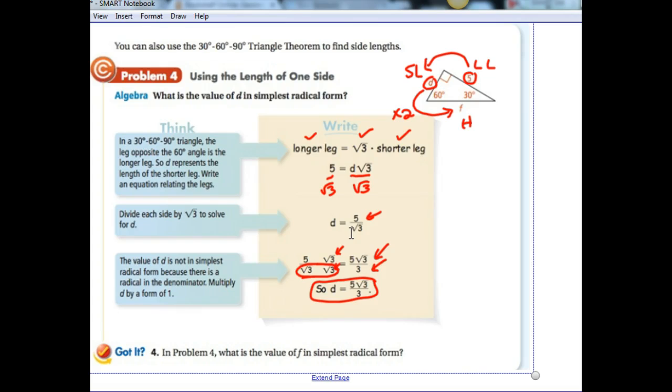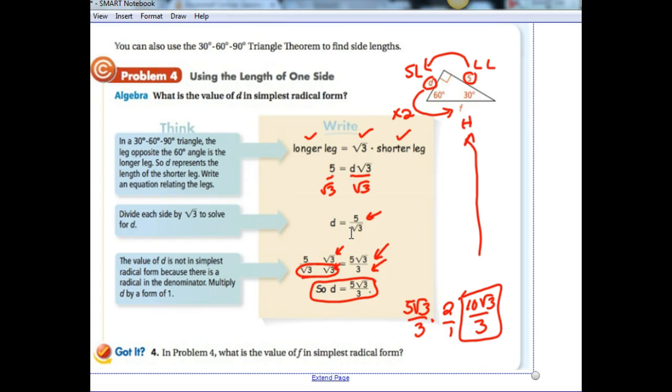So if I know that the short leg, we just found it, it's 5 square roots of 3 over 3. If I were to take that and multiply that by 2, or 2 over 1, because it is twice as much, then that ends up being 10 square roots of 3 over 3. And again, that won't simplify any further, so my answer is 10 square roots of 3 over 3, and that is your hypotenuse, or your F value. Okay? Hope this is helpful.